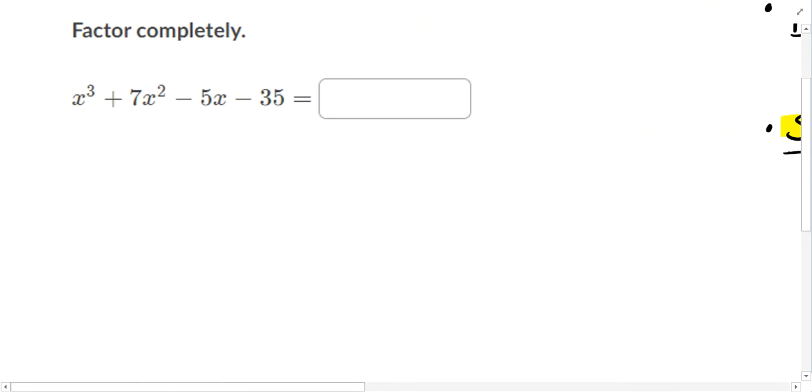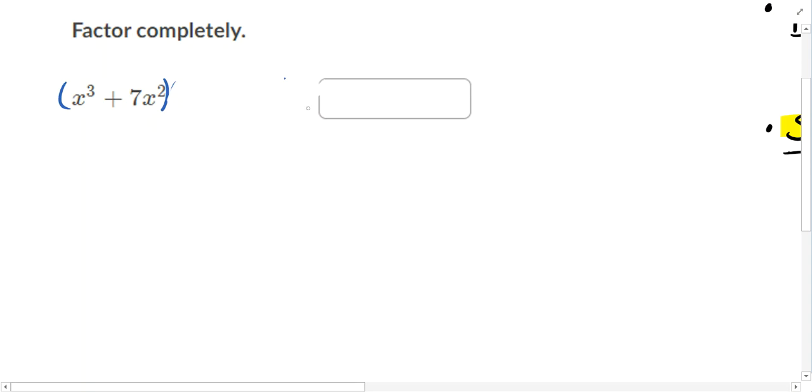Here again, this example requires factor by grouping. Anytime that I see a 4-term polynomial, my guess is to use factor by grouping first, and if it doesn't work, then I might consider other techniques if I can come up with any. For factor by grouping, that means we're going to group the first 2 terms together and group the second 2 terms together. And we're going to treat these like 2 separate problems.